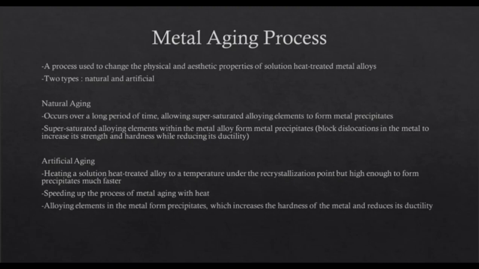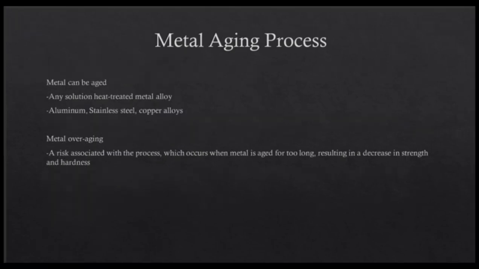In contrast, artificial aging is accomplished by heating a solution heat-treated alloy to a temperature under the recrystallization point but high enough to form precipitate much faster. Artificial aging is a way of speeding up the process of metal aging with heat. The process involves getting the alloying elements in the metal to form precipitates, which increase the hardness of the metal and reduce its ductility. Any solution heat-treated metal alloy can be aged, including aluminum, stainless steel and copper alloys.